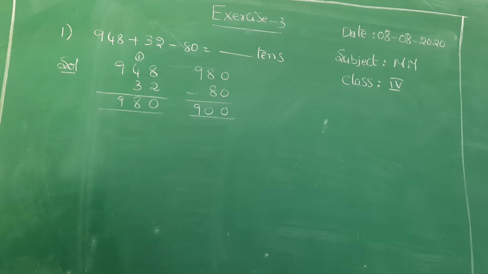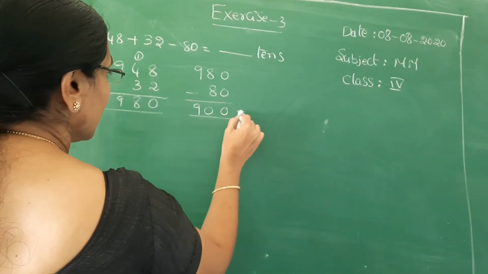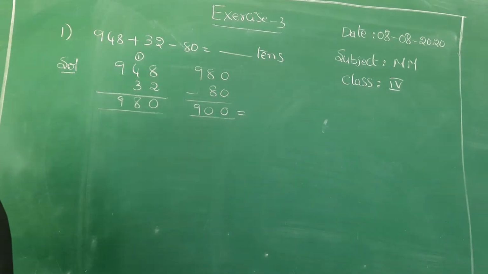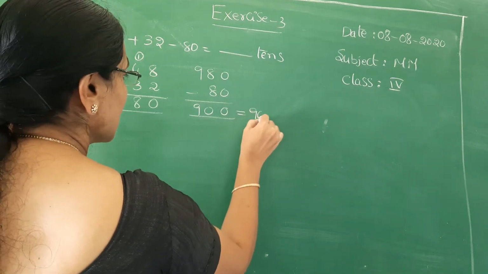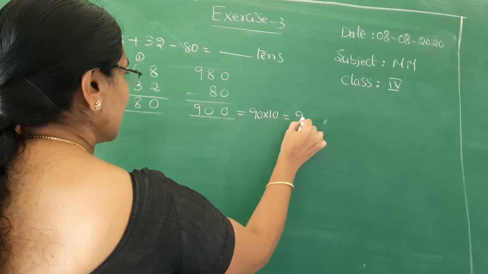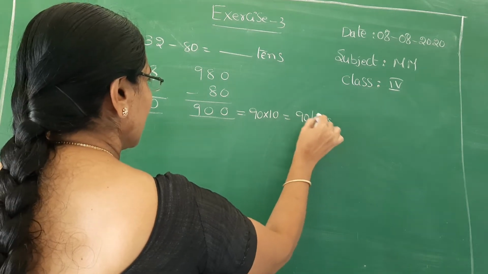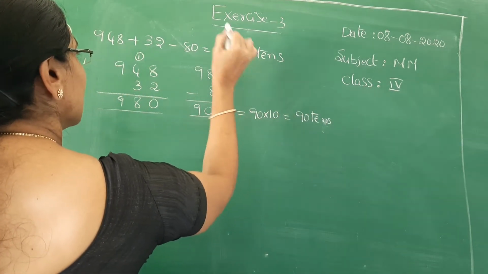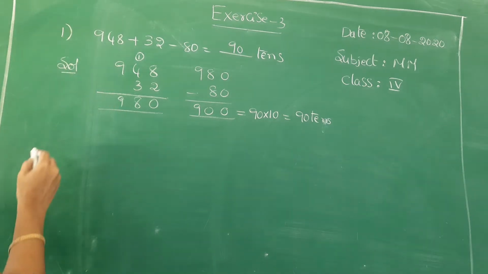But here they did not ask directly. They are asking for the answer in tens. Here you write this 900 as 90 into 10. That is 90 tens. The answer is 90. Here they are asking the question in tens. How many tens? It is 90 tens.